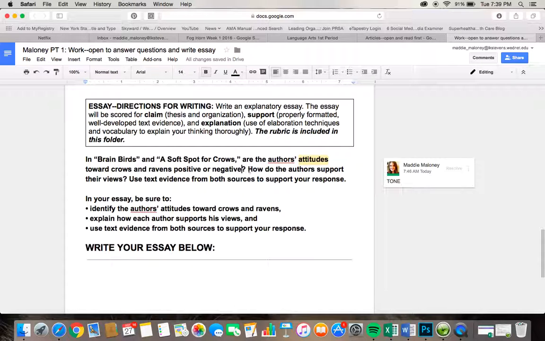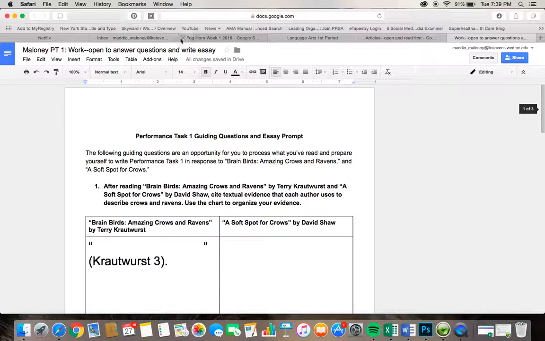Great. But then also, how do the authors support their views? So how do they show you that their tone is either positive or negative? What type of techniques do they use in their writing? And that's all I'm going to say, but I just want you to pay attention to that you cannot just tell me that he had a positive or a negative tone towards the birds. How did he support that tone? How did he show you that tone? How do you understand that he has that tone? Okay, so again, 4 paragraphs or more, multi-paragraph response. This is an essay. Great.